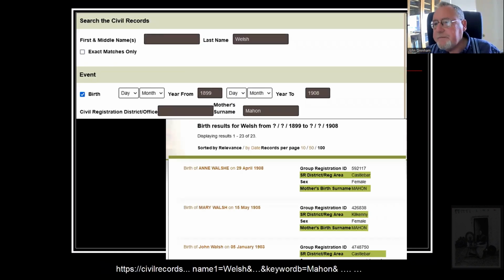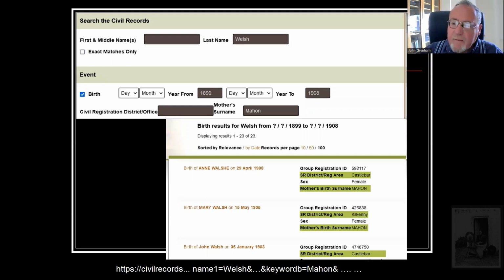Okay, let me talk about how the variants work in the more search options area. So this is name 1 equals Welsh, and keyword equals Mahon. And the result is that Welsh finds Walsh with an E, Walsh without an E, Welsh. It finds all the variants of Welsh.